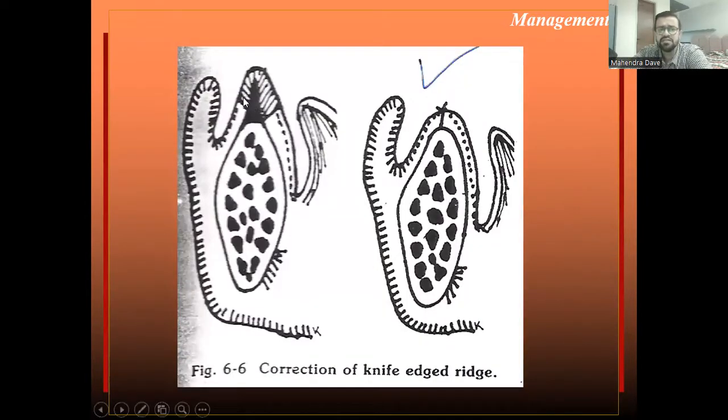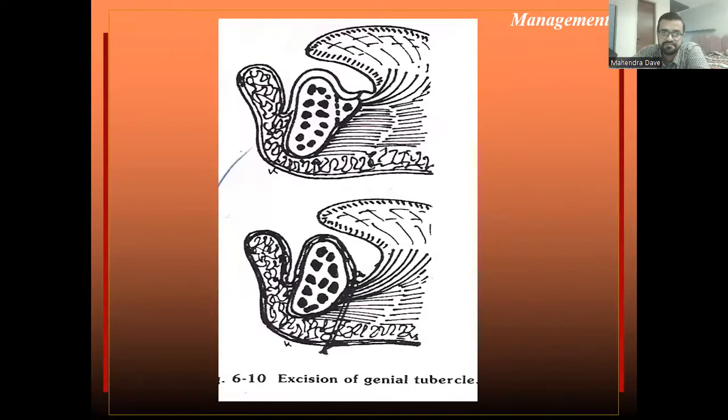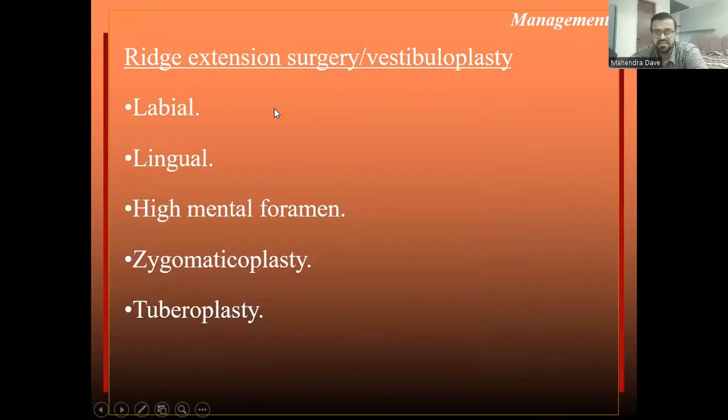This is not an ideal condition for fabrication of denture, so some correction of the knife edge ridge has to be done so as to get a high and well-rounded denture alveolar ridge for the dentures. Same with this alveoloplasty, the genial tubercle is being excised so as to provide a proper denture bearing area. Ridge extension or vestibuloplasty is done usually at the site of labial vestibuloplasty, lingual, high mental foramen, zygomatoplasty, and tuberculoplasty.